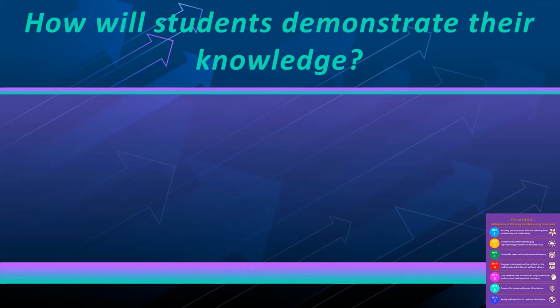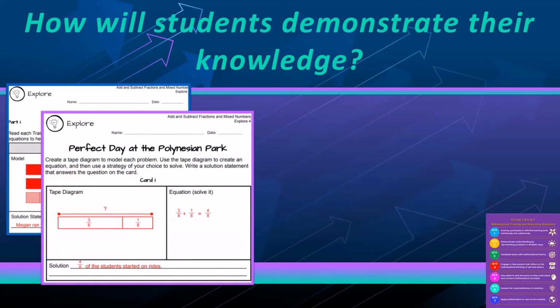How will students demonstrate their knowledge? Students can demonstrate their understanding of adding and subtracting fractions with like denominators, including mixed numbers, using concrete tools, drawings and models, and equations. Students will be given multiple real-world situations and will be asked to solve using a model. They'll also be asked to write an equation and a solution statement that goes with their real-world situation.